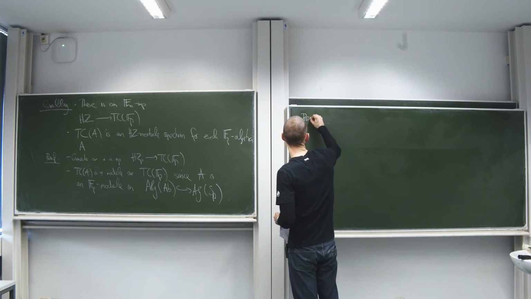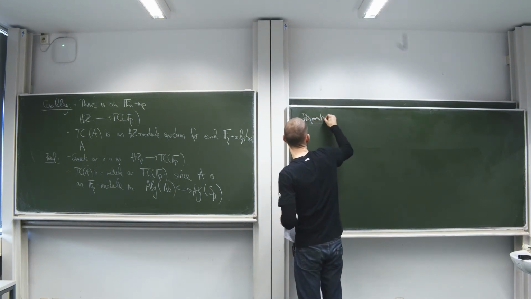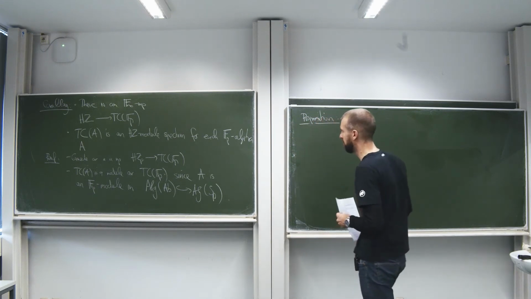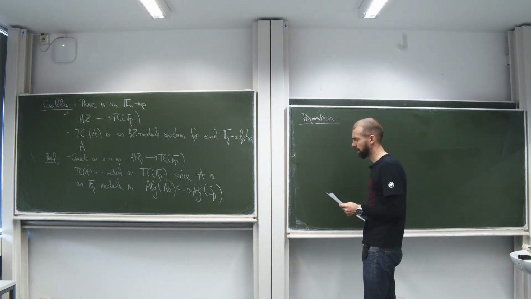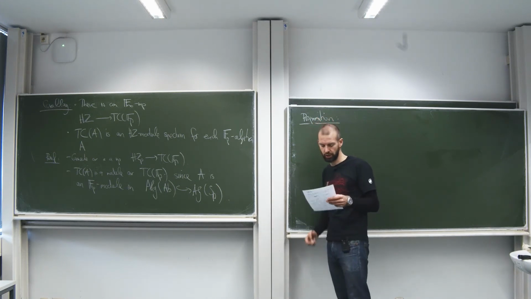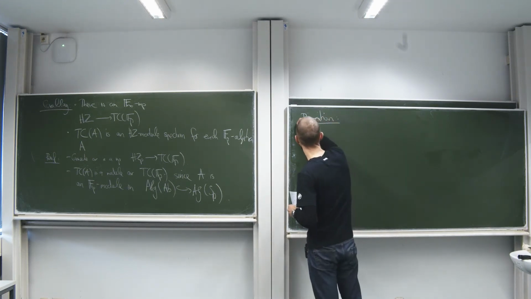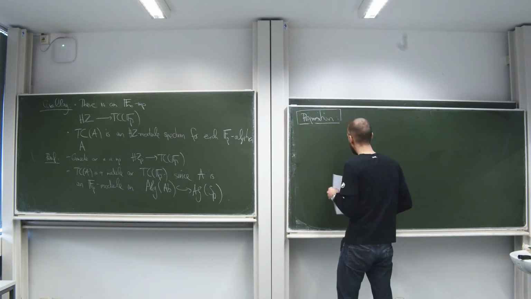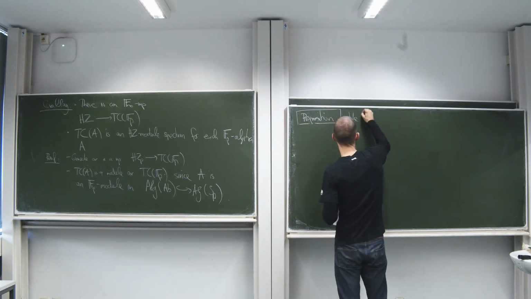Okay, and now we draw further consequences of that. One can make a more highly structured statement than the fact that TC is an HC module spectrum. We will even want to say that THH is. And in order to say that, let me state a proposition. So we have an adjunction.